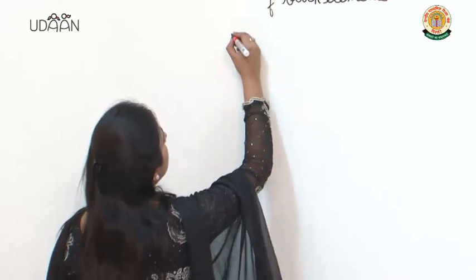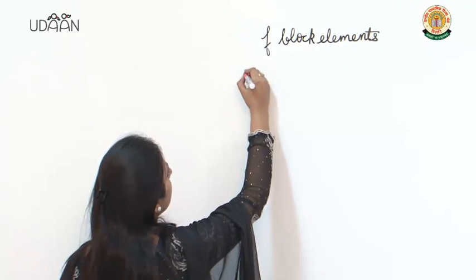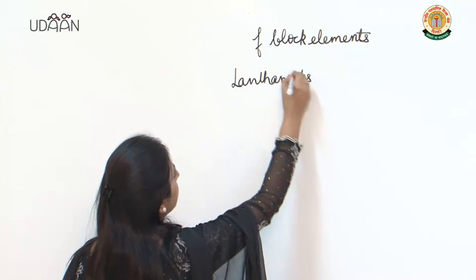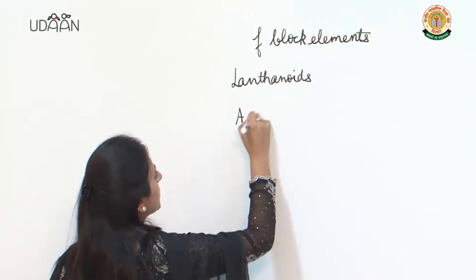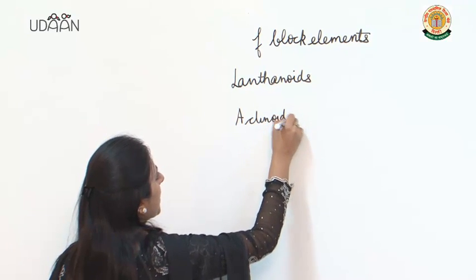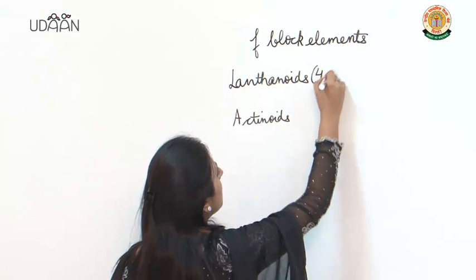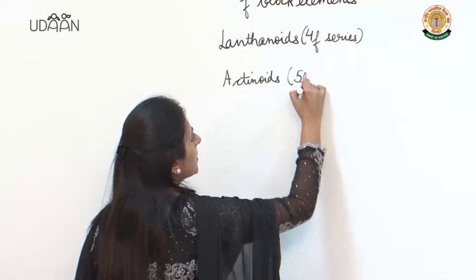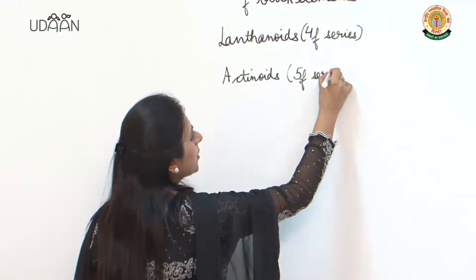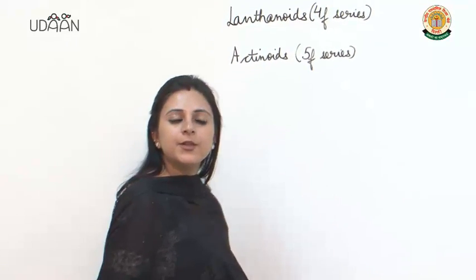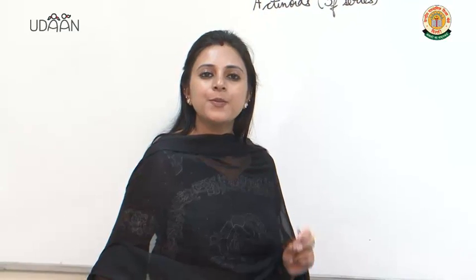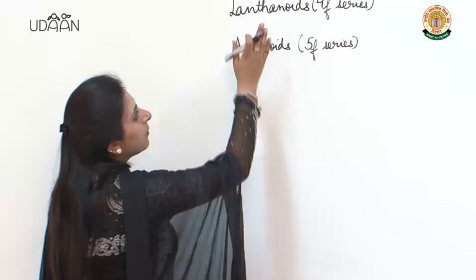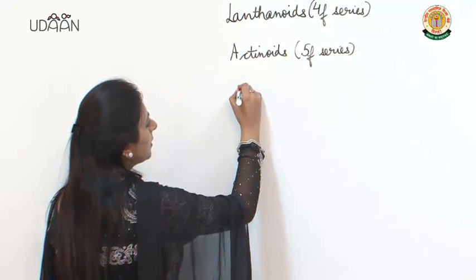Now, we have two series within f block, lanthanoids and actinoids. Now lanthanoids is the 4f series and actinoids is the 5f series. Why do we call lanthanoids the 4f series? Because in lanthanoids the 4f orbital is being progressively filled. Now let us first study about lanthanoids.